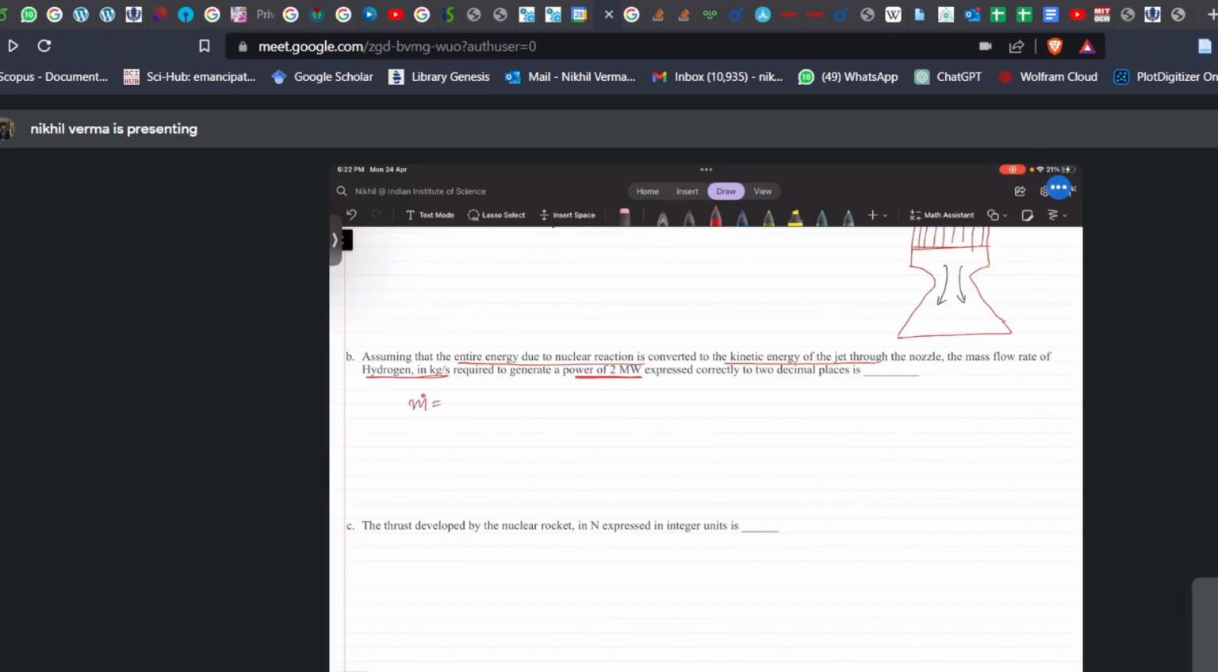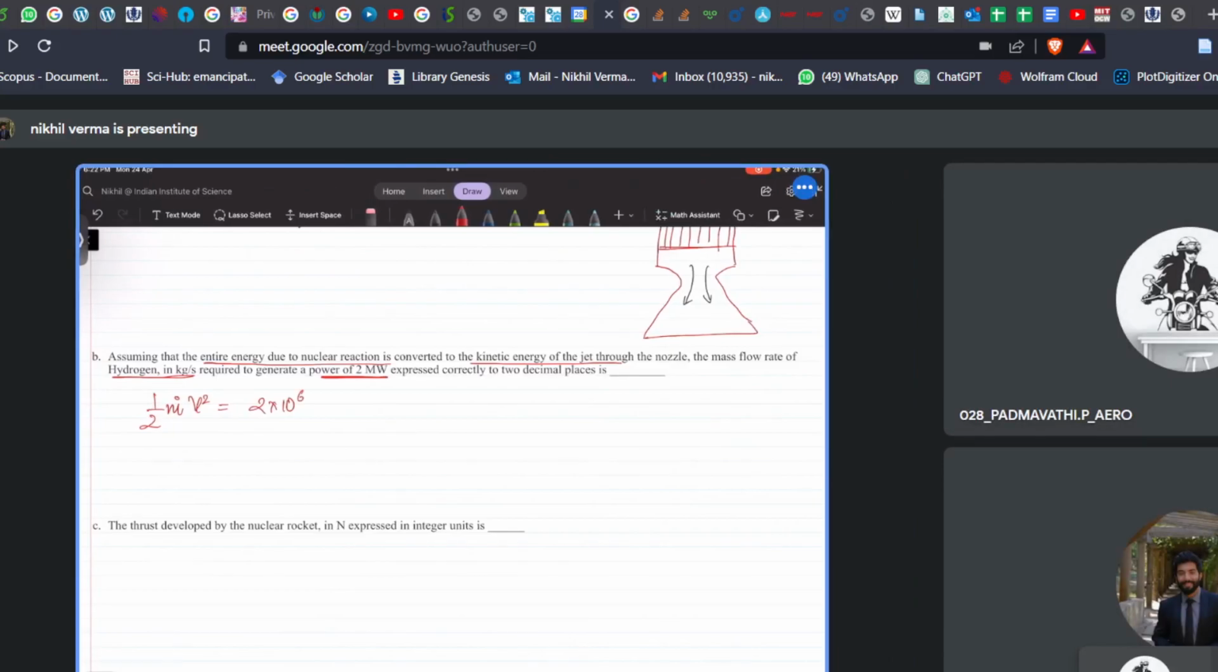So all the energy that is getting generated will be converted into the kinetic energy. So we can equate this value. So with this we can calculate what is the mass flow rate, which is just 0.25 kgs per second.